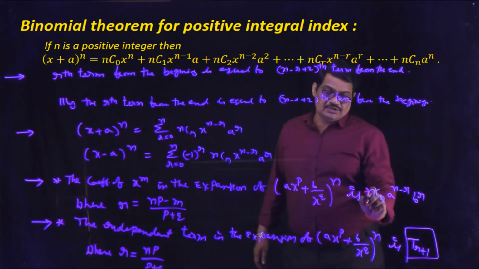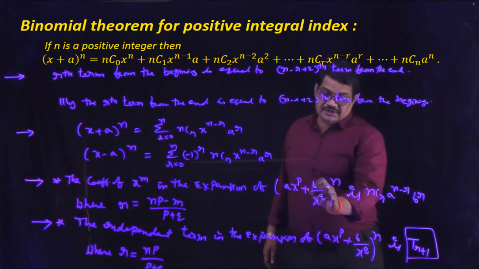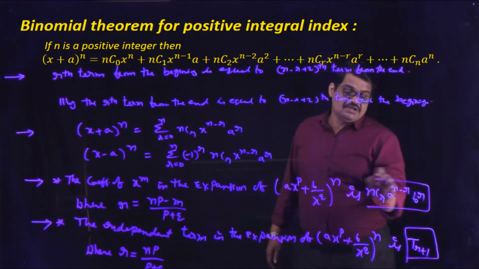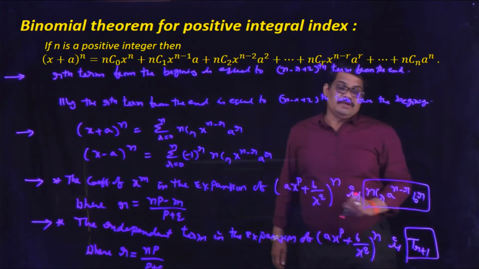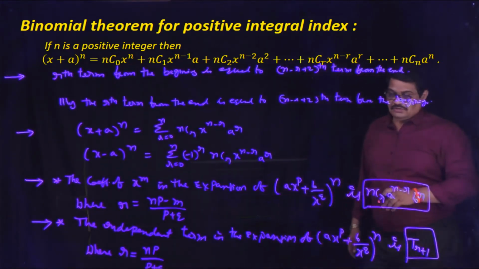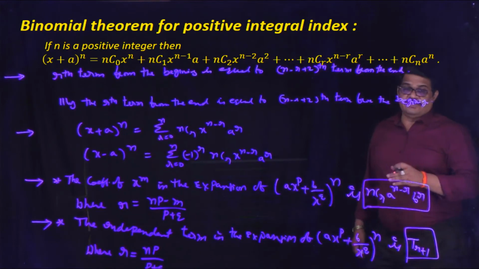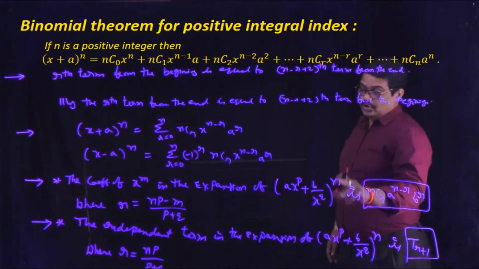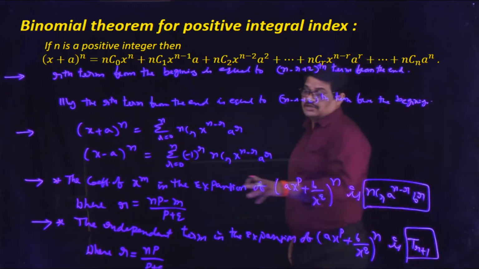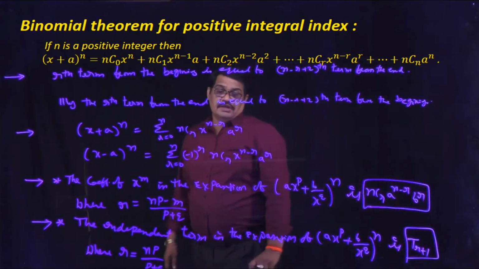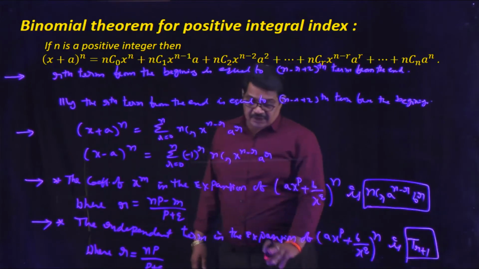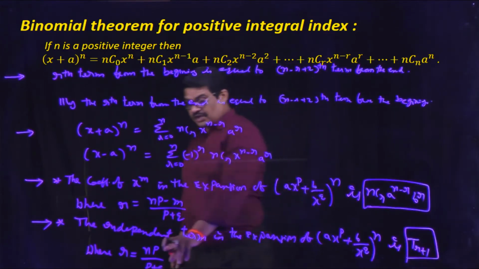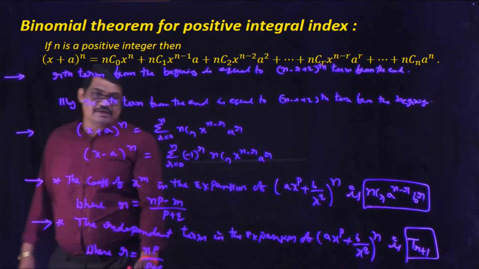So here the coefficient of x to the power of m in this expansion is nCr a to the power of n minus r b to the power of r. This is the coefficient of x to the power of m in the expansion of (a x^p + b by x^q) whole power n. How to find r? r is (np minus m) by (p plus q). Here, in the independent term, how to find r? r is equal to np by (p plus q).